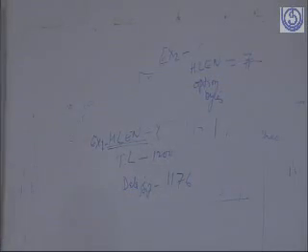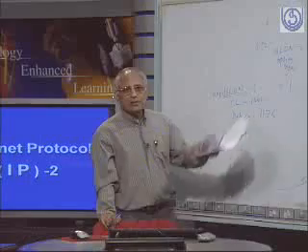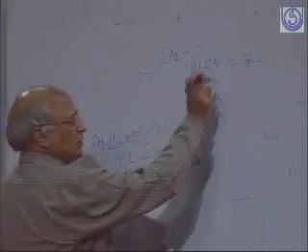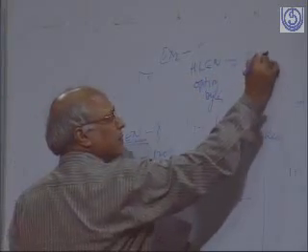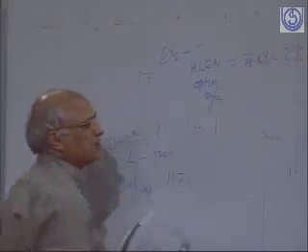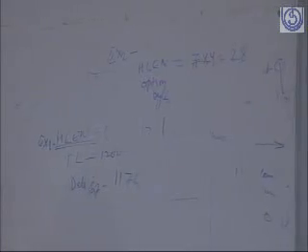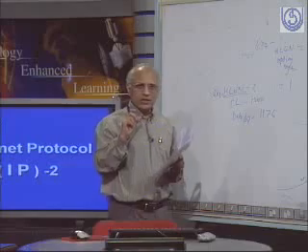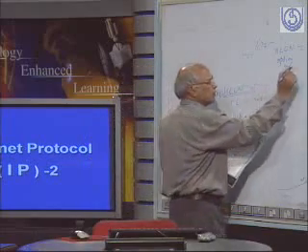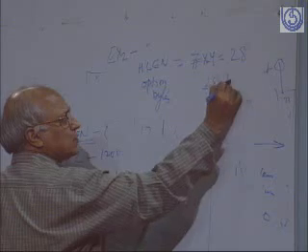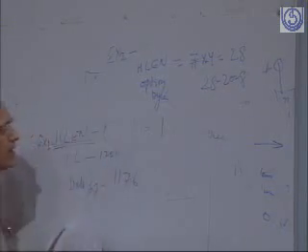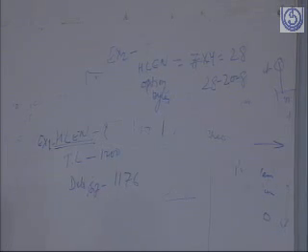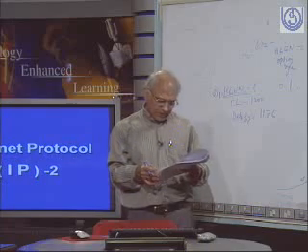So 7 means the header length is 7 multiplied by 4, that is 28 bytes. Now the minimum header length is 20 bytes. So 28 minus 20 means 8 bytes are left for the option bytes. This is basically what you have to do.